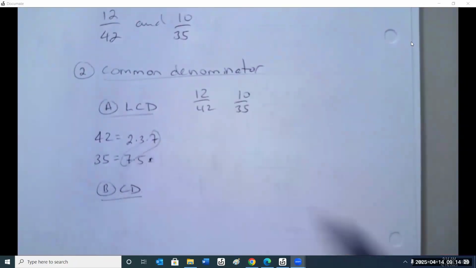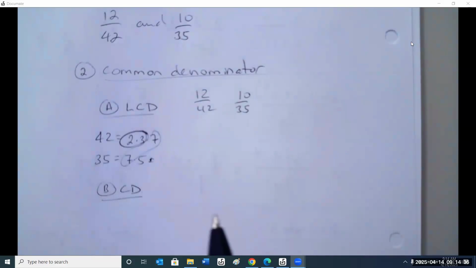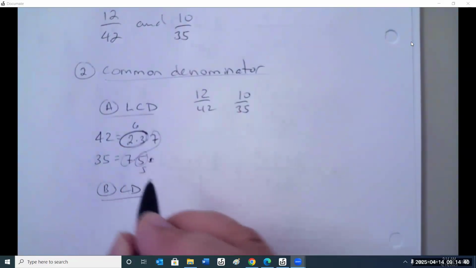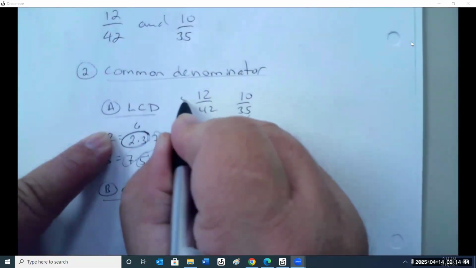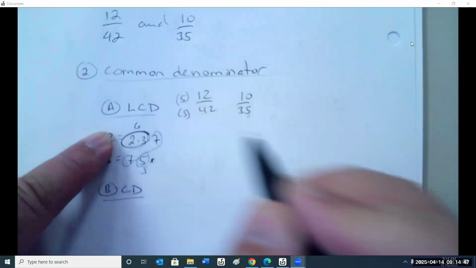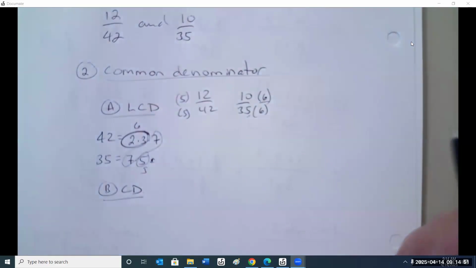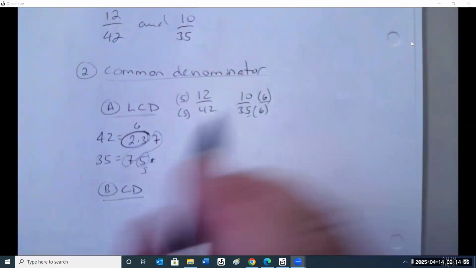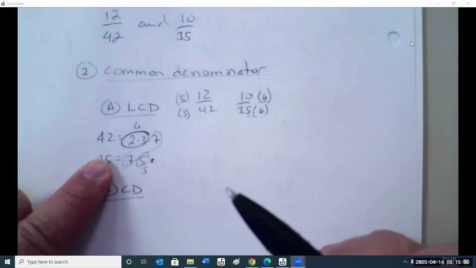Now that's what they have in common. How are they different? This one has a 6. This one has a 5. So we have to multiply this one by 5 and this one by 6, because that's how they're different. Because now, if you think about it, they each have the same makeup of numbers.